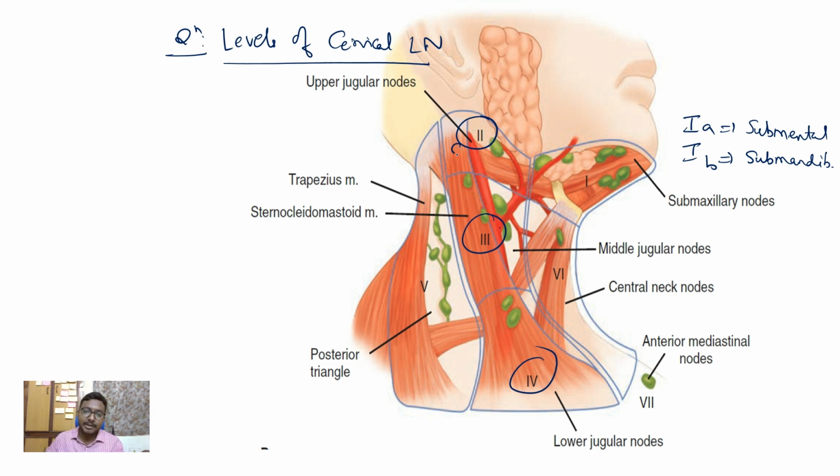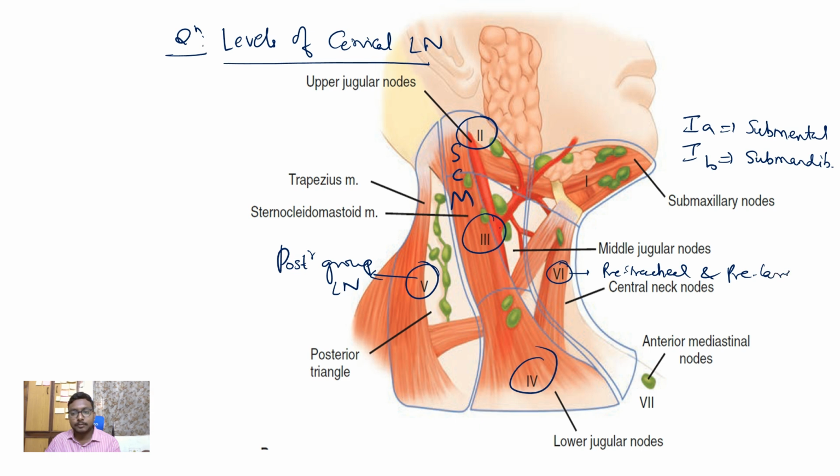As you can see, this muscle is your sternocleidomastoid muscle. Posterior to the sternocleidomastoid is the posterior triangle of the neck. So level 5 is the posterior group of lymph nodes. And level 6 is your pretracheal and prelaryngeal nodes. Then level 7 is your anterior mediastinal lymph nodes. So these are the important 7 levels of cervical lymph nodes.